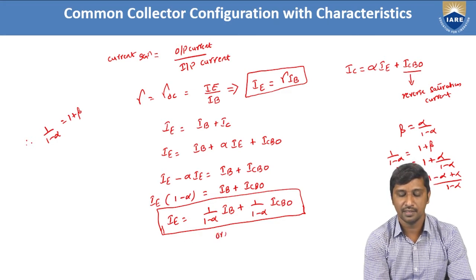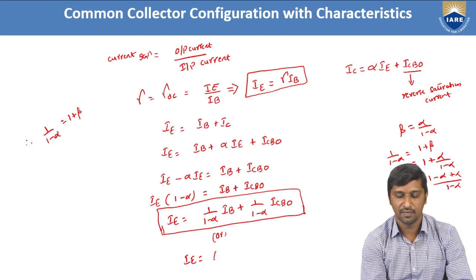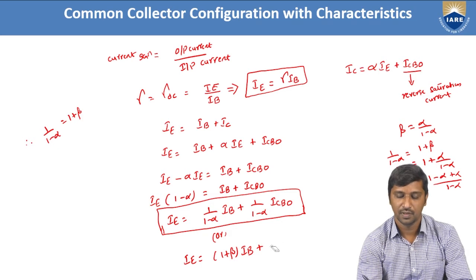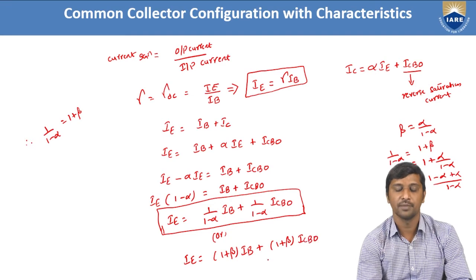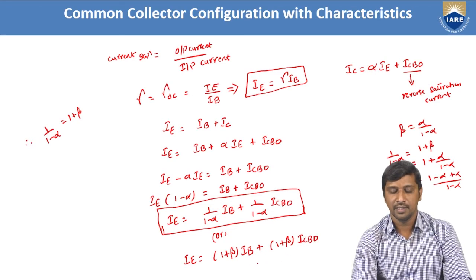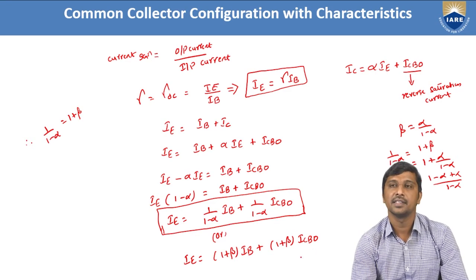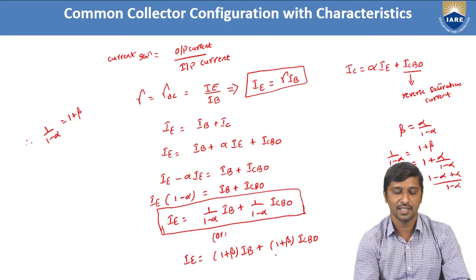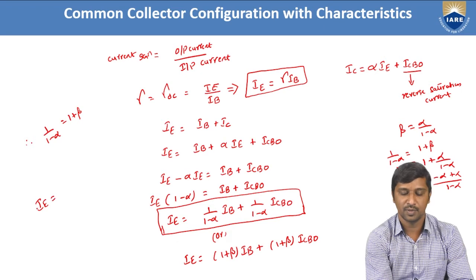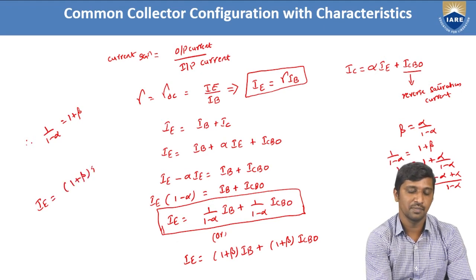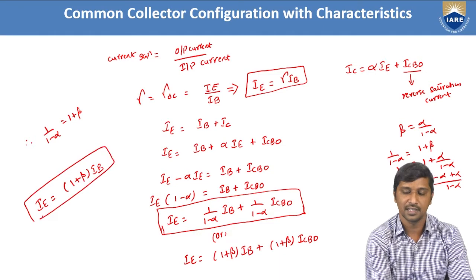So I am rewriting this equation in terms of beta. IE is equal to 1 by 1 minus alpha, represented as 1 plus beta, times IB plus 1 plus beta times ICBO. And here, we know that ICBO is a reverse saturation current, and that is very, very small. Hence, if you neglect this reverse saturation current, IE is directly proportional to 1 plus beta times IB. So this is from the relation.